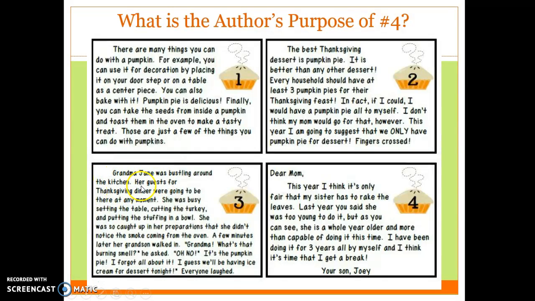We have a little bit of a sense of urgency here. Her guests were going to be there at any moment. So we've got this sense of uh-oh, she needs to get moving. She's busy, she's setting up, she's cooking, and then all of a sudden we have smoke coming from the oven, and in the end, everyone laughed. So we see that here they're giving us an entertaining, funny little story.